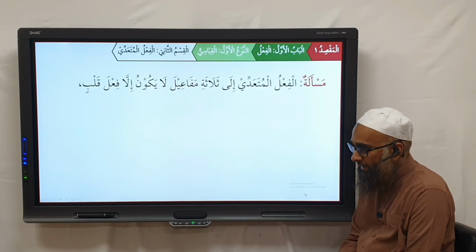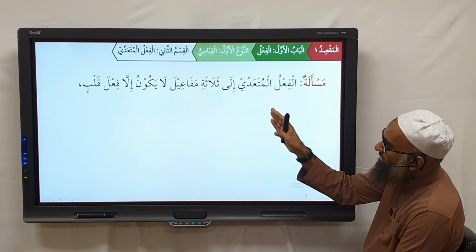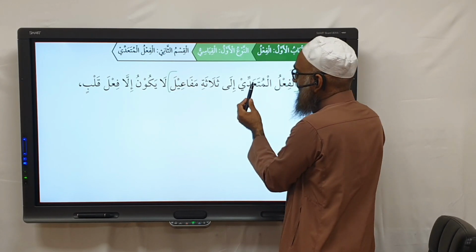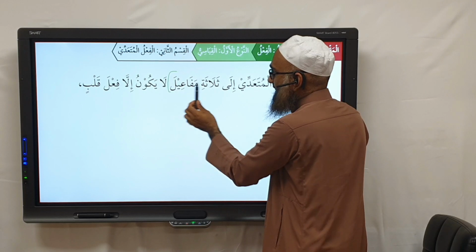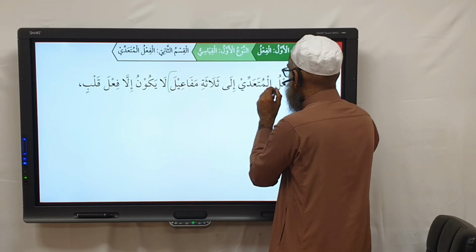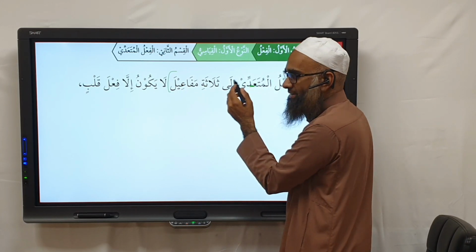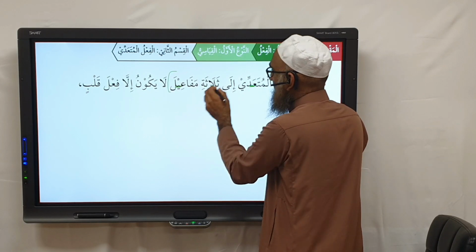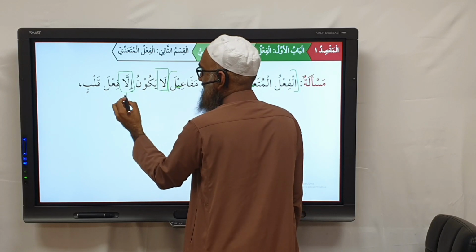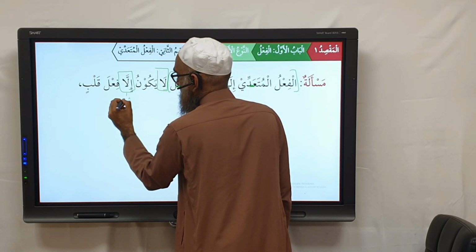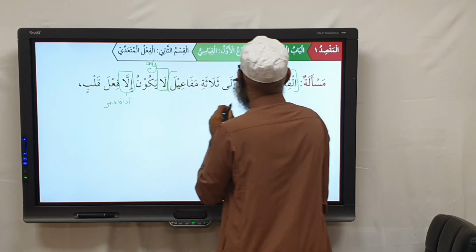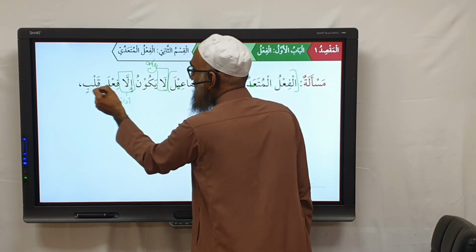Okay, and as I mentioned in the last slide, the fi'l al-muta'addi ila thalathati mafa'il. So we have here the mubtada. Al-fi'lu al-muta'addi ila thalathati mafa'il. This is what? 1 sentence, 1 word. The fi'l muta'addi to three maf'uls. The verb which is transitive, it transits to three maf'uls. This is mubtada. What is it? La and illa. What does la and illa become? When you have a negative plus illa, it becomes what? Adatu hasrin, yes? Meaning what? Only.